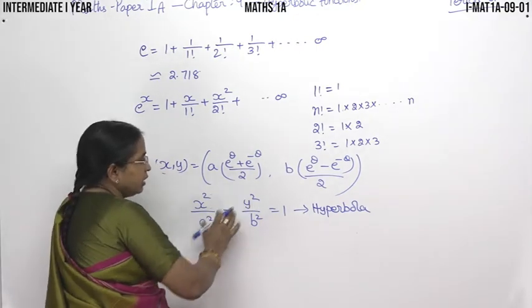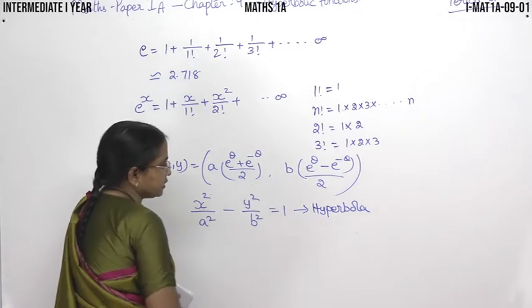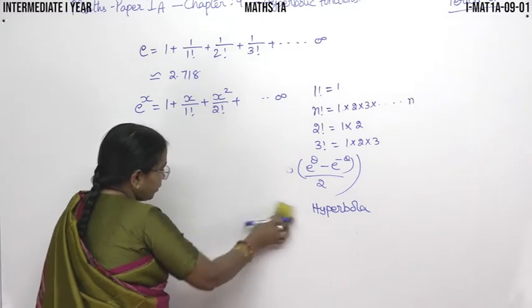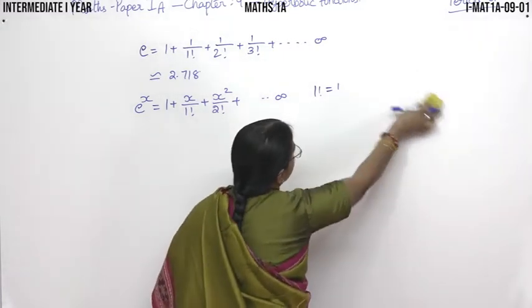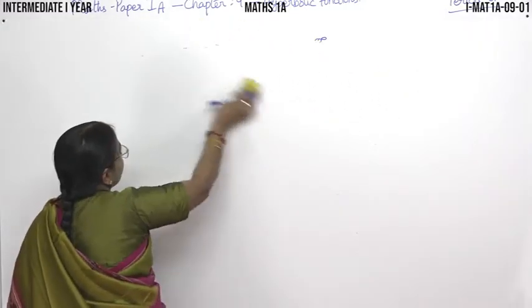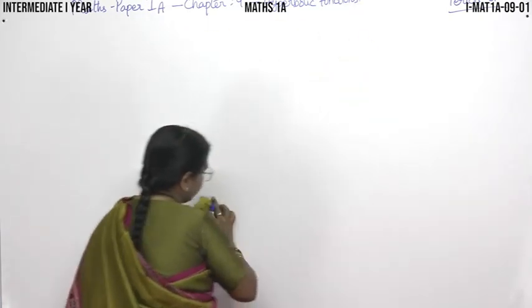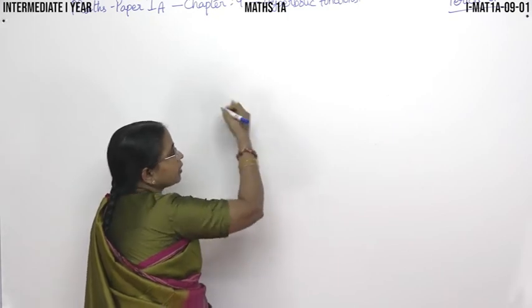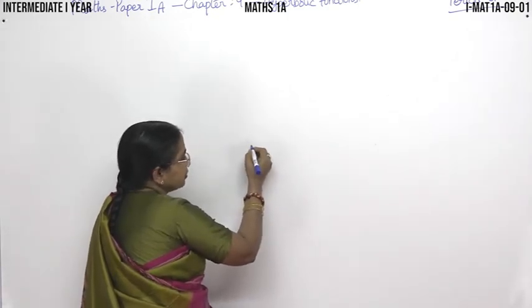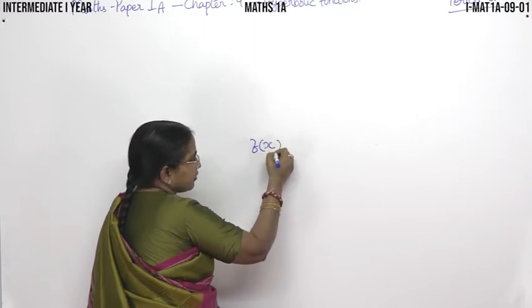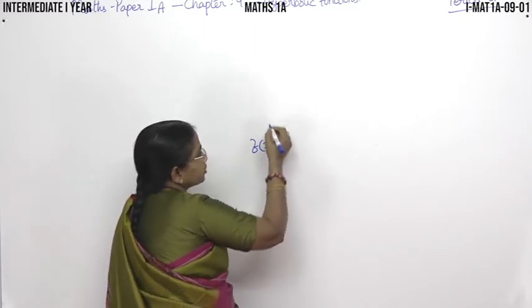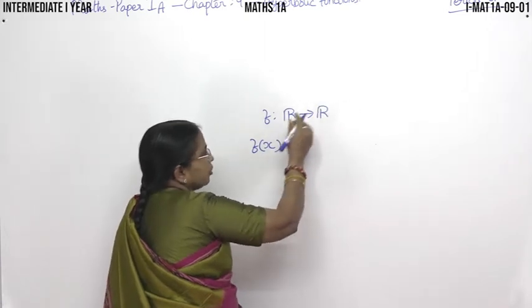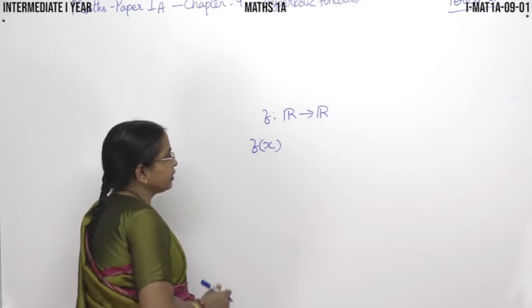Because these satisfy this hyperbola equation, we define hyperbolic functions. What are these hyperbolic functions? The formal definition of hyperbolic functions is like this. First you understand, then we'll write all the definitions. So suppose that f of x is a function. F is a function from R to R, a real function. Domain and codomain are subsets of the real number set.